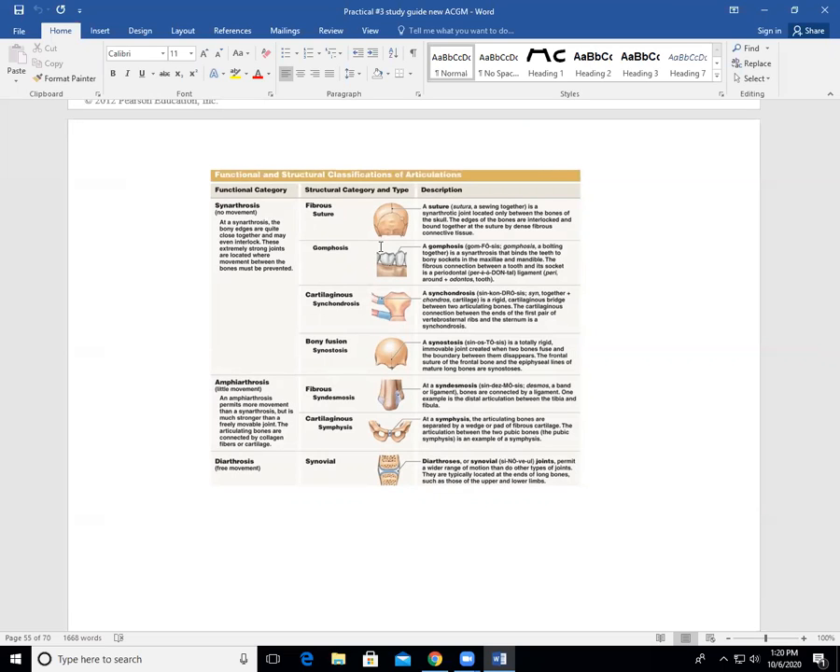Under amphiarthrosis, you have a syndesmosis between the tibia and the fibula, and the symphysis, which is cartilaginous, like the pubic symphysis. And synovial joints are your diarthroses. These are like your shoulder joint, knee joint, and elbow joint.